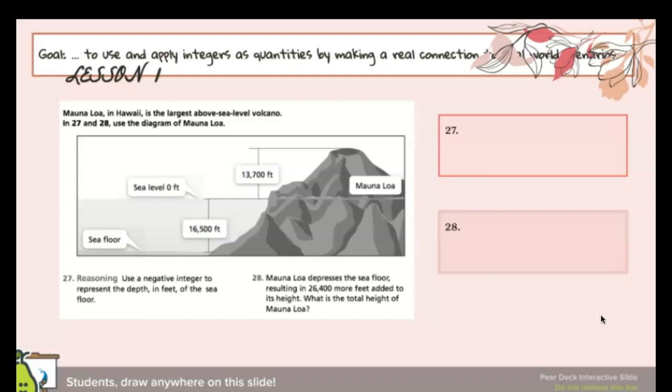Mauna Loa in Hawaii is the largest above sea level volcano. In questions 27 and 28, use a diagram of Mauna Loa. For question 27, use a negative integer that represents the depth in feet of the sea floor, right here. Then question 28: Mauna Loa depresses the sea floor, meaning something happened to the volcano, resulting in 26,400 more feet added to the height. What is the total height now of Mauna Loa? I give you 30 seconds again.